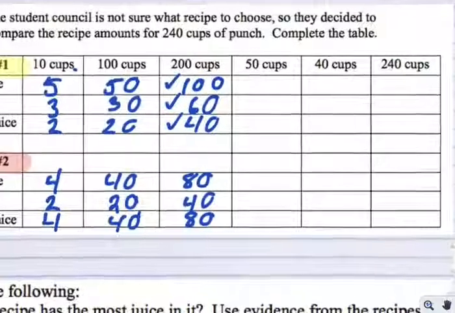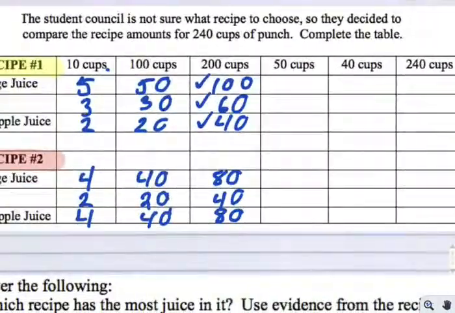The next column asks for 50 cups, which I can find by either taking the 100 cups and dividing by 2, or taking the 10 cups and multiplying by 5. I think it's easier to divide by 2, so I'm going to do that. But it's up to you. 50 divided by 2 is 25. 30 divided by 2 is 15. 20 divided by 2 is 10, and so on.